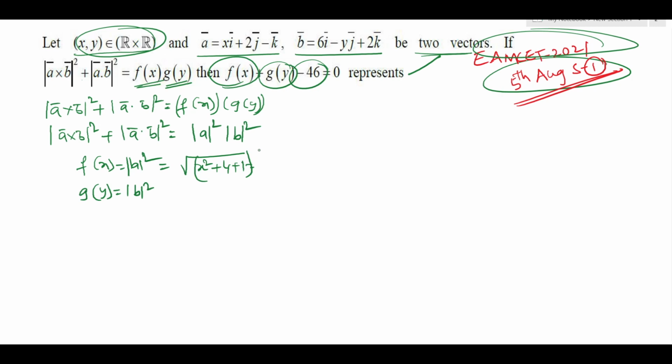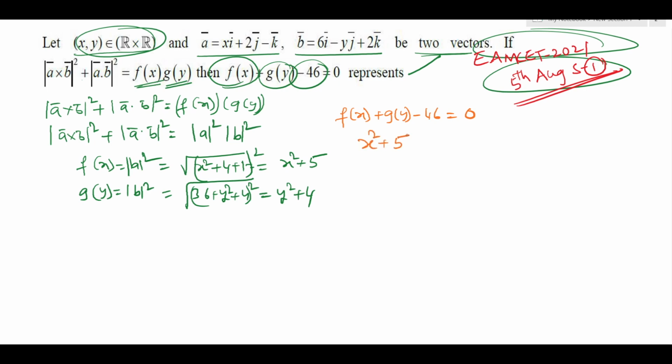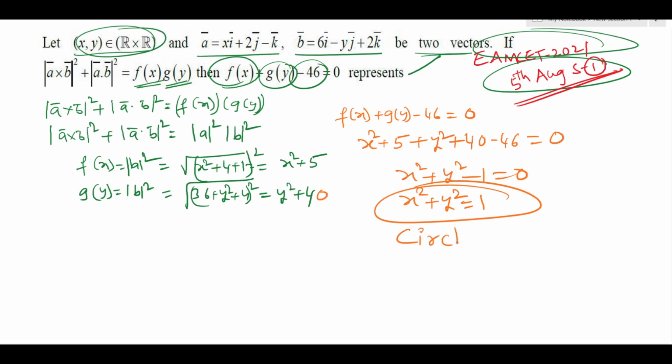this is whole square, that is equal to x square plus 5. And mod b square, this is 36 plus y square plus 4 under root whole square, that is equal to y square plus 4. Now f of x plus g of y minus 46 is equal to 0. F of x is x square plus 5 and g of y is y square plus 40, minus 46 is equal to 0. This is x square plus y square, 40 plus 5, 45 minus 46, this is minus 1 is equal to 0. This is x square plus y square is equal to 1. This represents a circle. This is the equation of a circle having center at 0, 0 and radius 1.